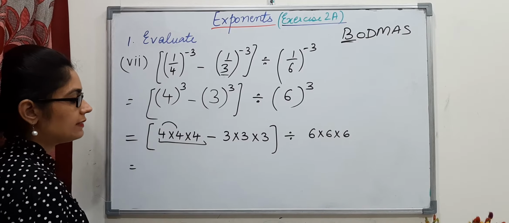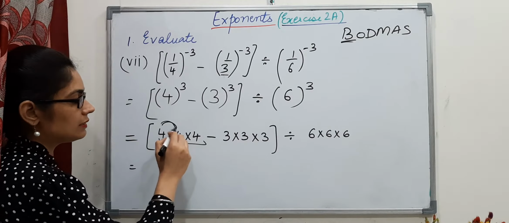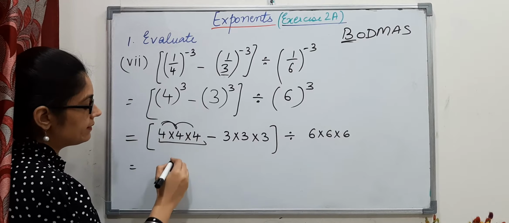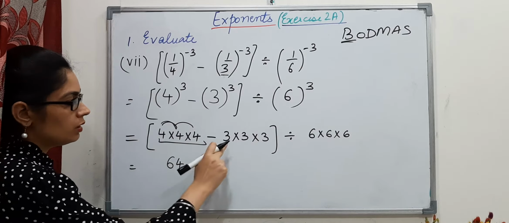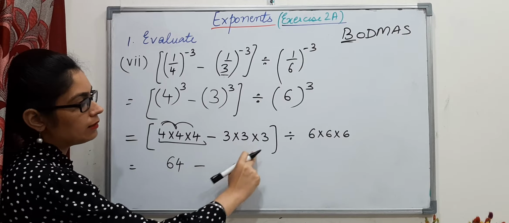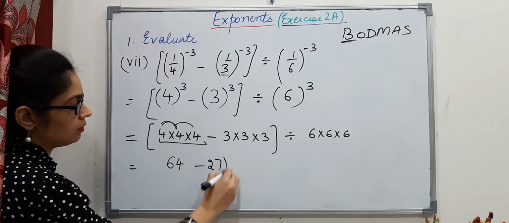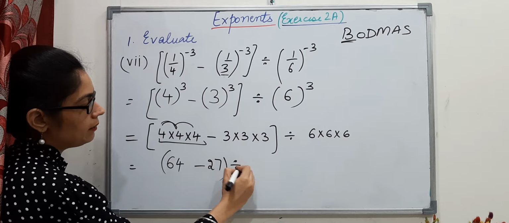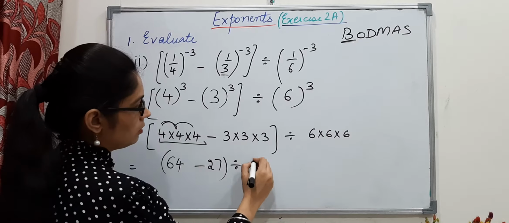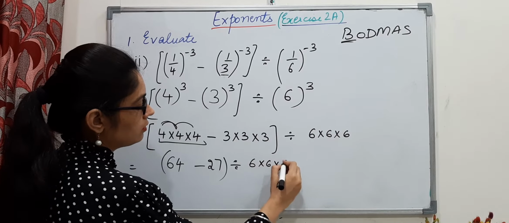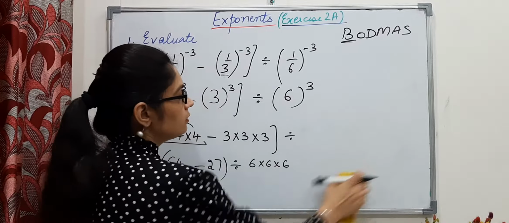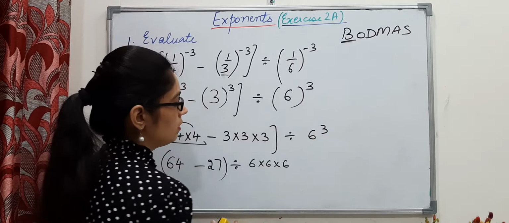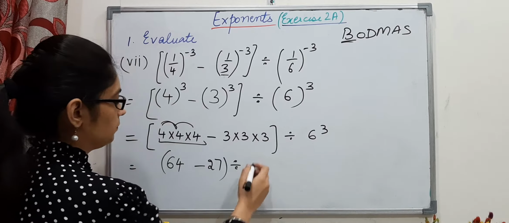4 into 4 is 16, 16 into 4 is 64. We can just multiply here. 3 into 3 is 9, 9 into 3 is 27. Divided by 6 into 6 into 6, or we'll change it later. As of now we'll just write it as 6 to the power 3.